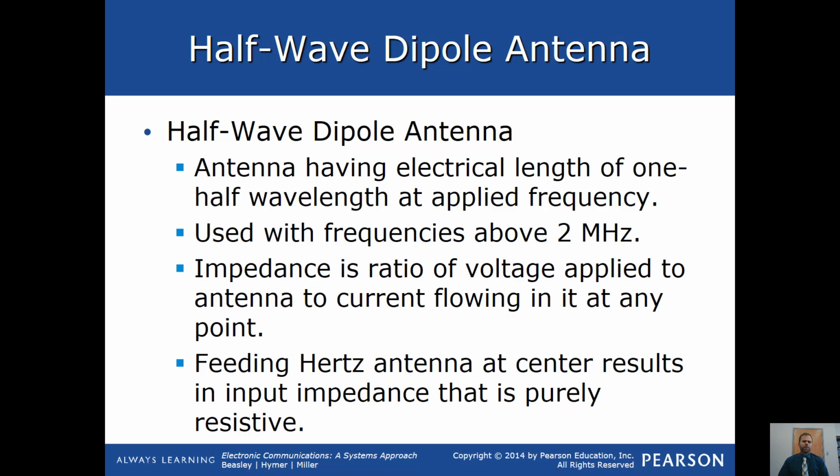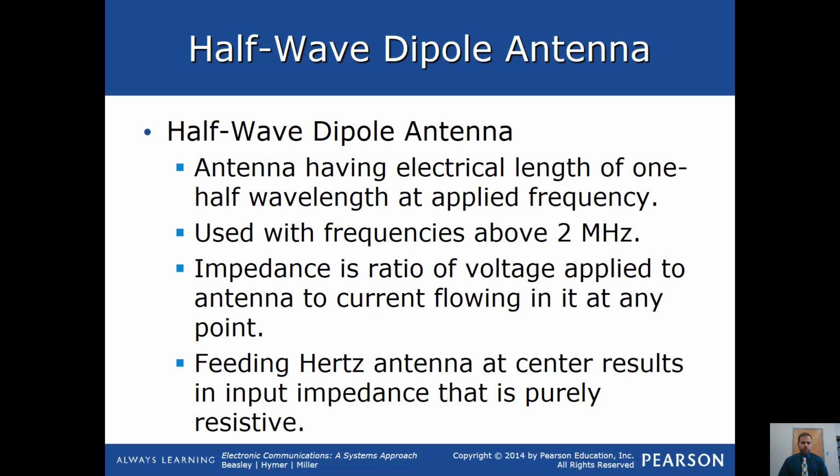So what is a half-wave dipole antenna? This is an antenna having an electrical length of 1/2 wavelength of the applied frequency. So you have to keep in mind c, the speed of light, equals f times lambda, so frequency times your wavelength, and you would rearrange, lambda equals c over f or vice versa, to get the wavelength of your signal at a given frequency. And of course, speed of light being 3 times 10 to the 8th meters per second. So half-wave dipole is good if you're communicating at frequencies above 2 megahertz.